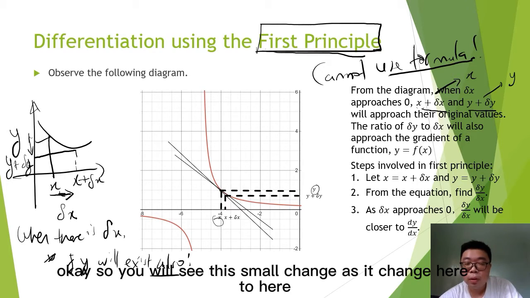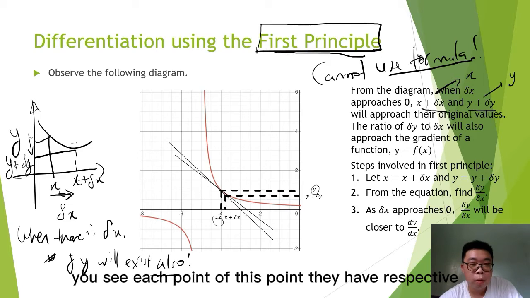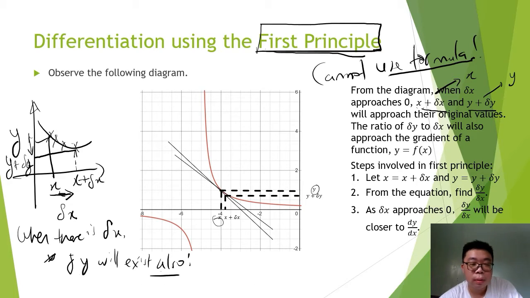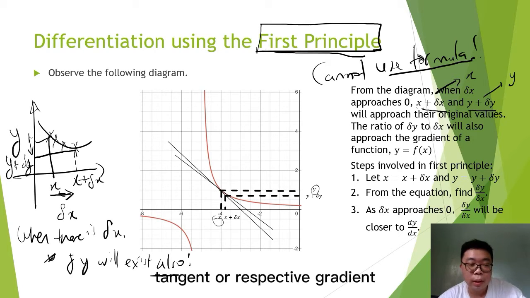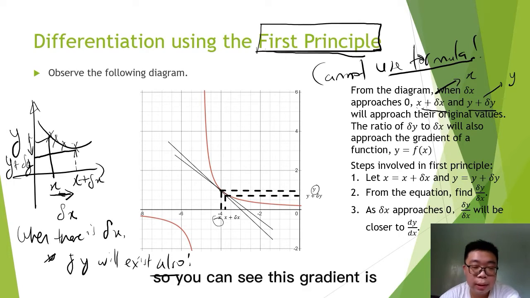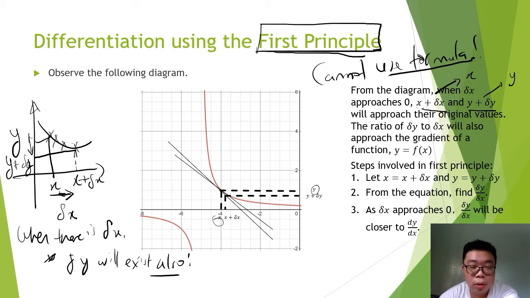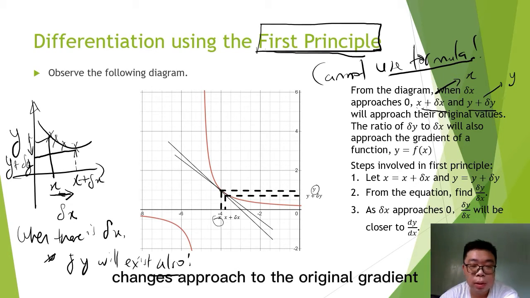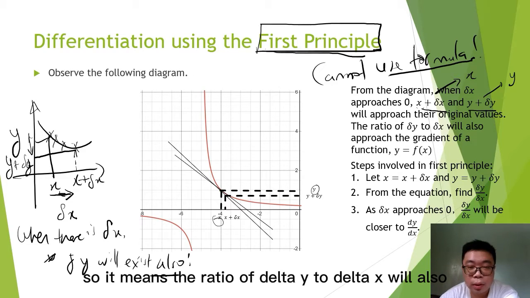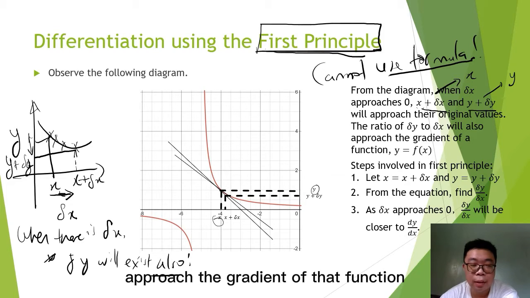So you will see this small change as it changes here to here. Each point has a respective tangent or respective gradient. So you can see this gradient changes much closer to the original gradient. So it means the ratio of delta y to delta x will also approach the gradient of that function.